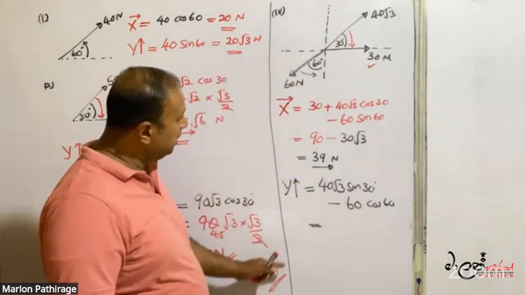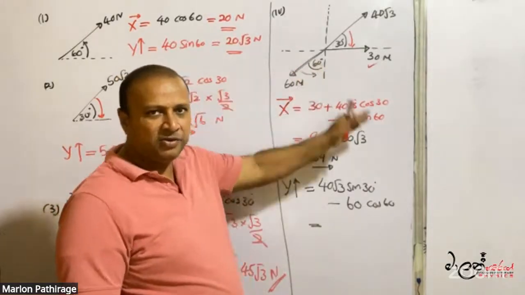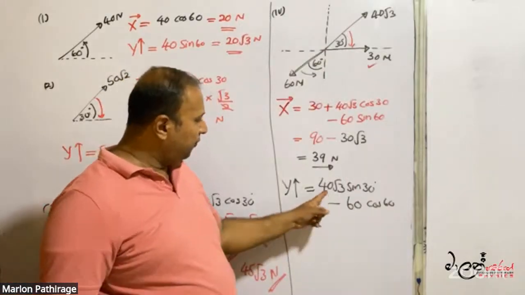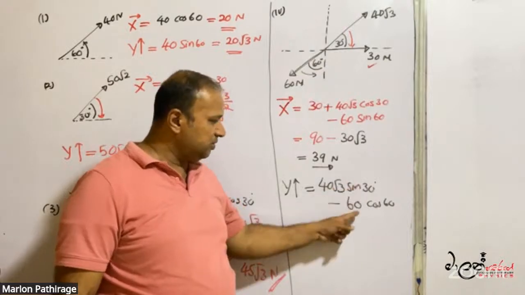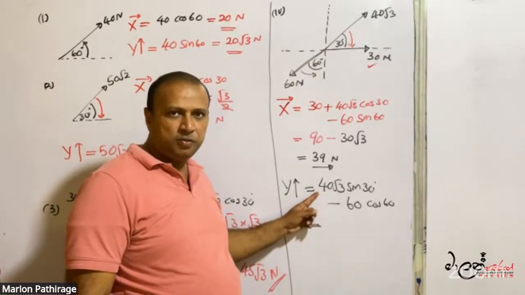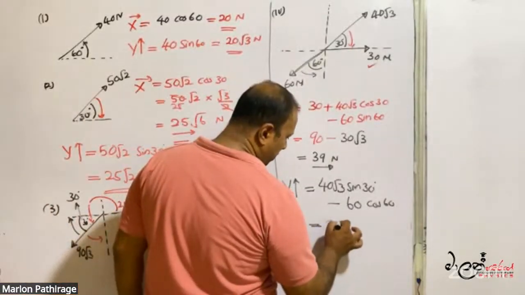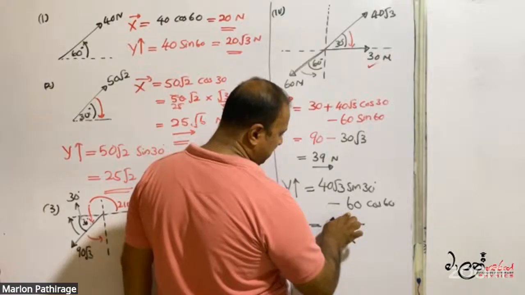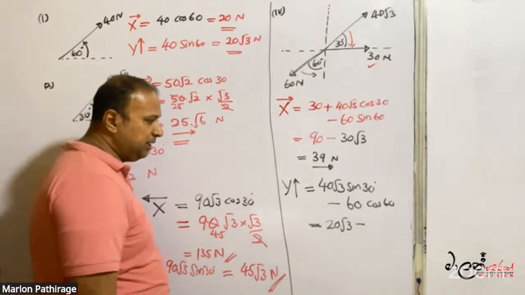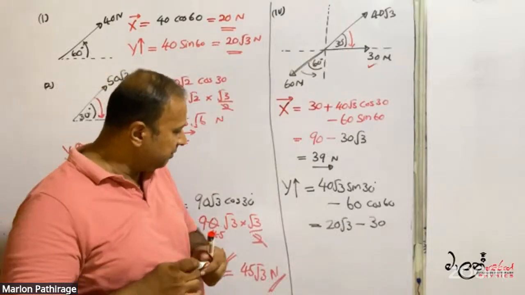Here there is no force in the horizontal direction, therefore the vertical component should be 0. Look at this one. 40 root 3 into sin 30 means half, therefore you divide by 2. 20 root 3 minus 60 cos 60. Cos 60 means half. That means 30.